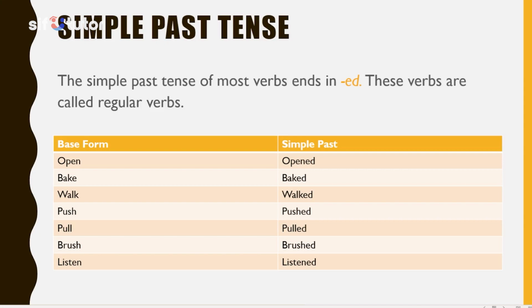The simple past tense of most verbs, the majority of verbs, ends in ed. When you have verbs that end in ed when used in past tense, we call them regular verbs. Regular because they all follow the same rule. All will end with ed. For example, open becomes opened, bake becomes baked, pull becomes pulled, listen becomes listened. So it's very easy to remember because all of them have the same ending.